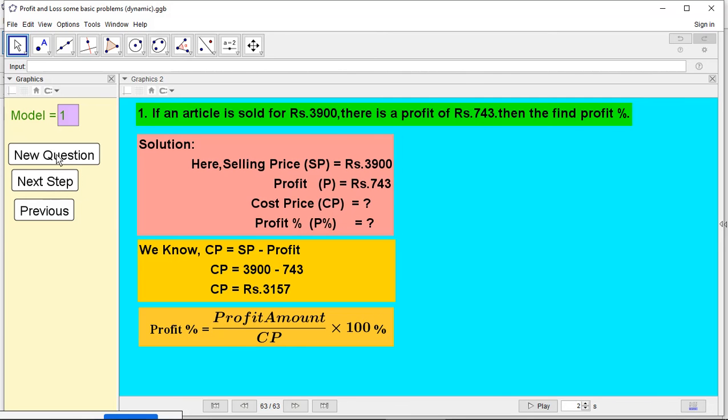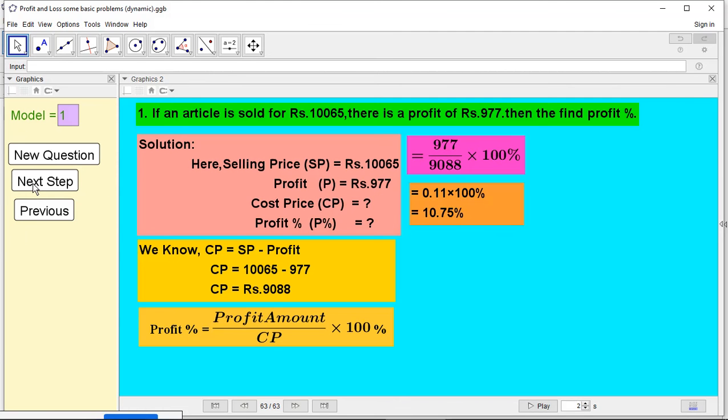Now, again, last one question, dear students. Please. 50% solution I have shown here. Only the last answer I need. If an article is sold for Rs. 10,065, the profit is 977. Find the profit percent. Again, I remind you, the CP is SP minus profit. 10.75. Let me check, dear students, whether it is 10.75 or not.